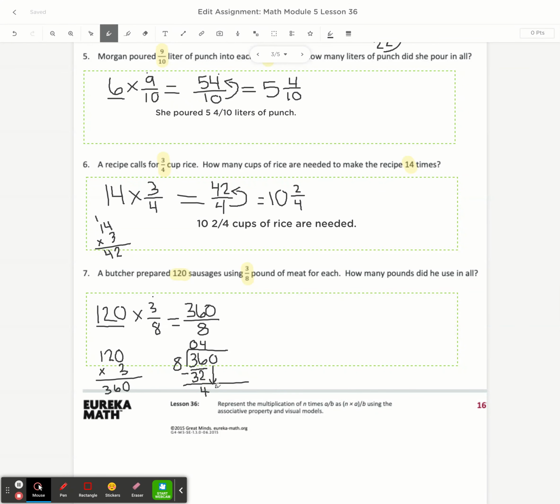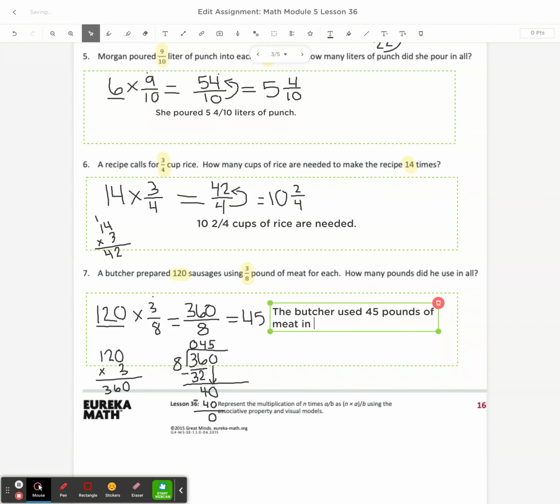Even though that last digit is 0, it does make a difference, because now we go from having 4 to having 40. And 8 goes into 40 5 times. 5 times 8 is 40, so that's what we're going to subtract out. And 40 minus 40 is equal to 0. So we have nothing left over, which means that this changes to a whole number. It just changes to 45. So now I have my answer. So now I can go ahead and write it out in a sentence. So I'm going to say, the butcher used 45 pounds of meat in all.